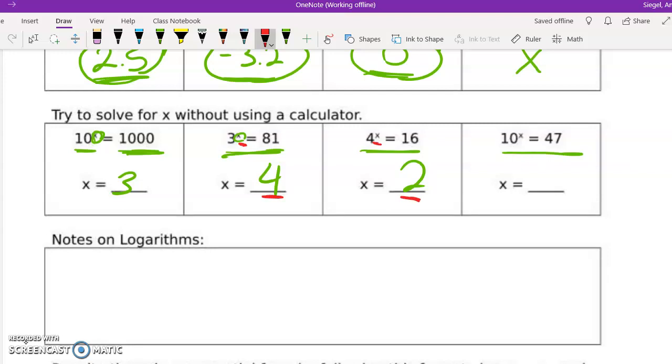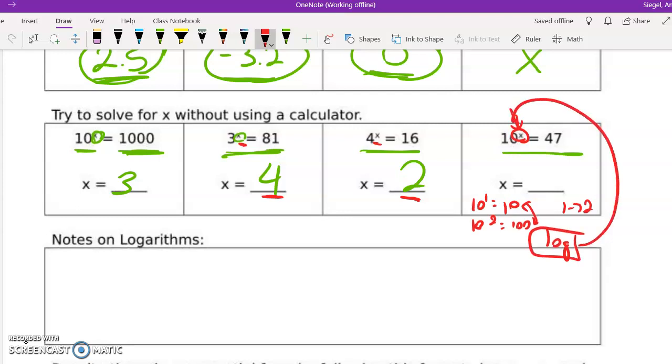So the problem lies with this one. I don't know what 10 to the x power is. I don't know what that exponent is. It's not easy. I know that 10 to the first power is 10, and 10 to the second power is 100, and I know that 47 is somewhere in there. So I know it's somewhere between 1 and 2, but I don't know exactly what it is. So that's why logarithms were created, so we can get to that exponent.